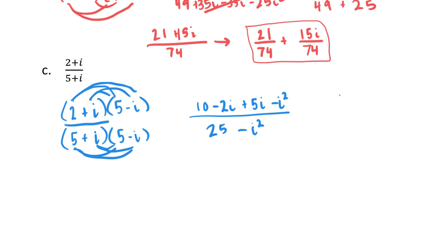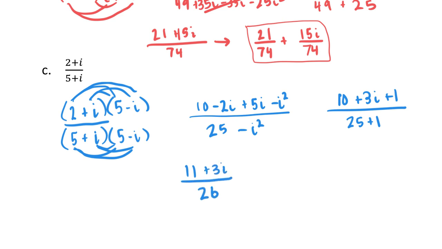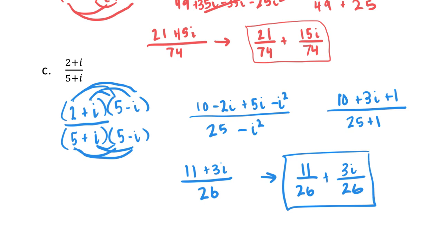So that gives us 10 plus 3i plus 1 all over 25 plus 1. So that's 11 plus 3i over 26, which written as a complex number is 11/26 plus 3i over 26. There we go.